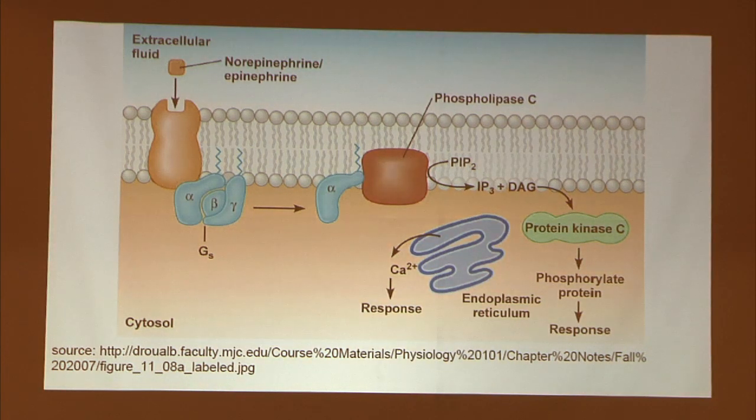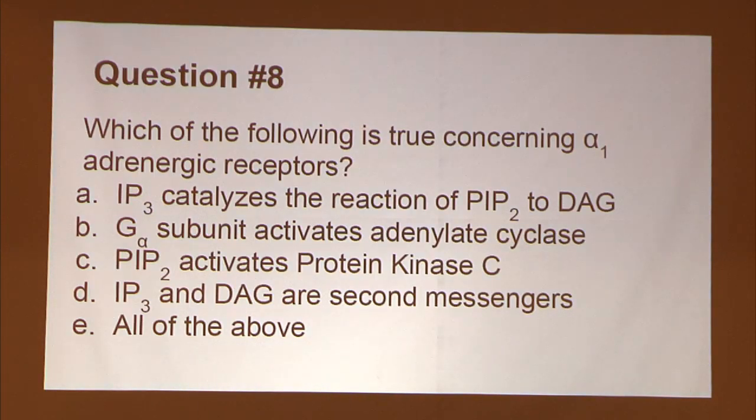So this one's one of the more involved ones that we'll see. I think alpha-1 and the beta receptors are a little simpler. So if you've got this down, the other ones will be fine. Okay, so we have another question.